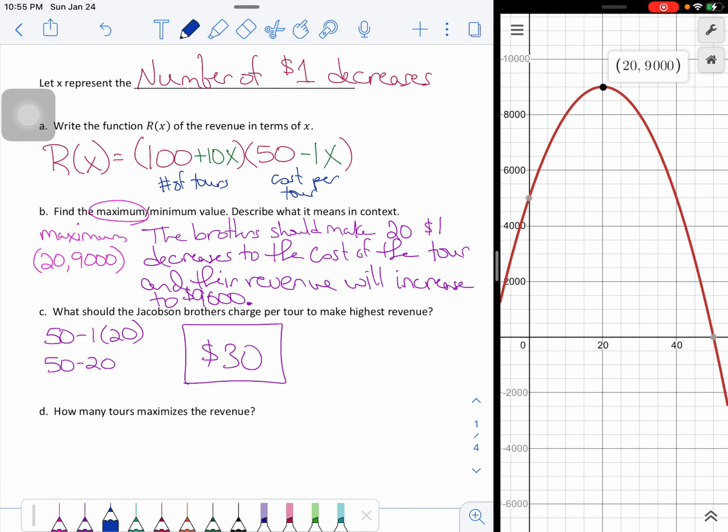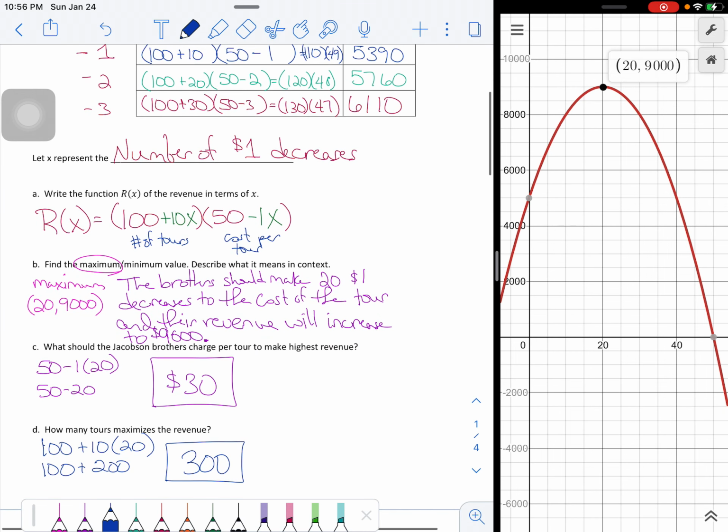So how many tours would maximize the revenue? Well, we're going to take 100 plus 10 times x, and in this case, x is 20. So 100 plus 200, they should maximize with 300 tours. All right. So that's the idea behind this very first example. It's a pretty basic one in terms of revenue. I'm going to keep going into problem number 2, and we're going to see if we can use some of the same ideas in that problem.